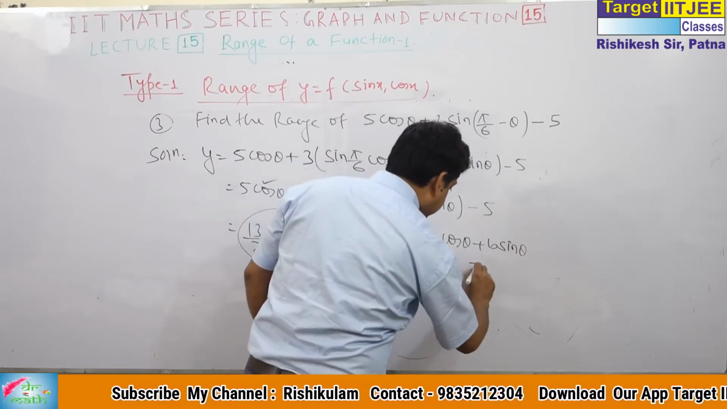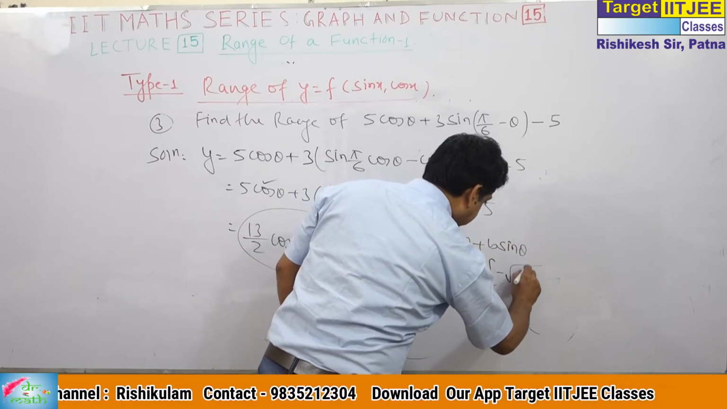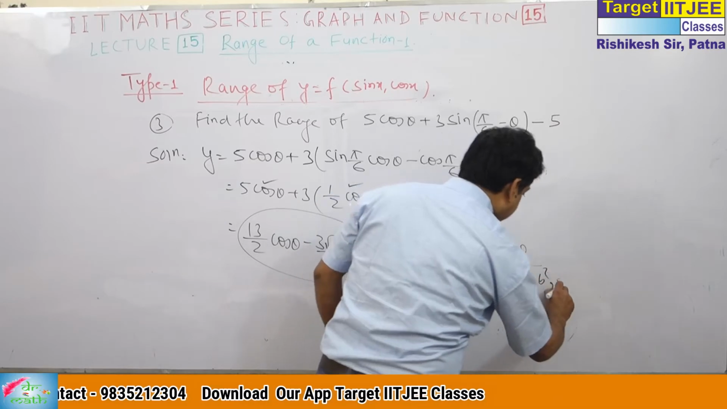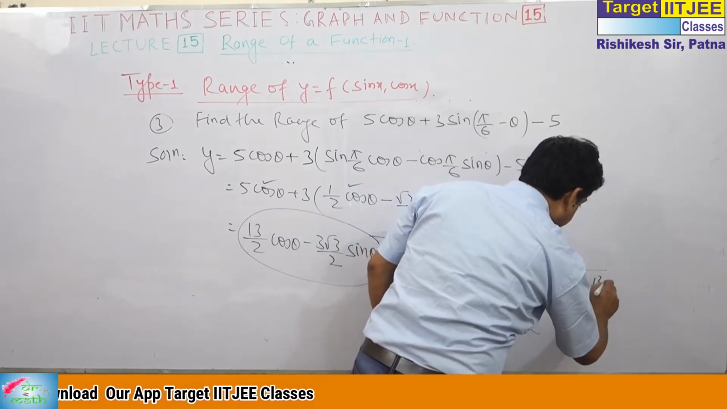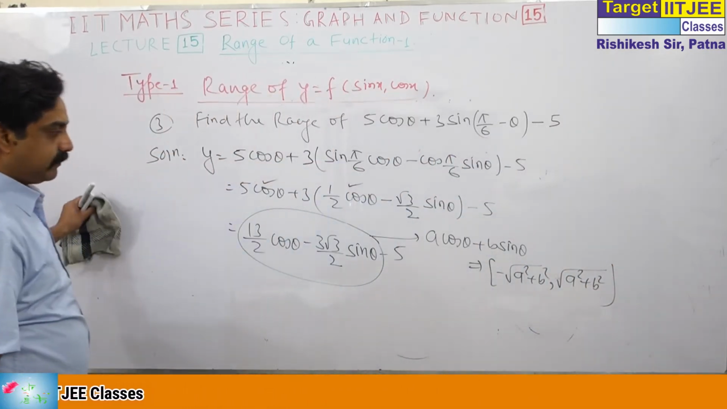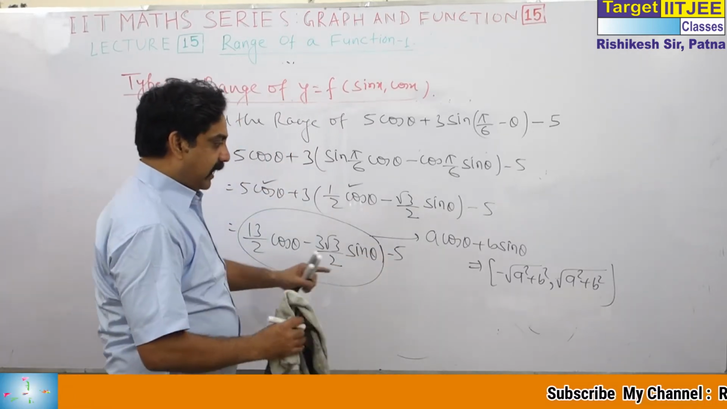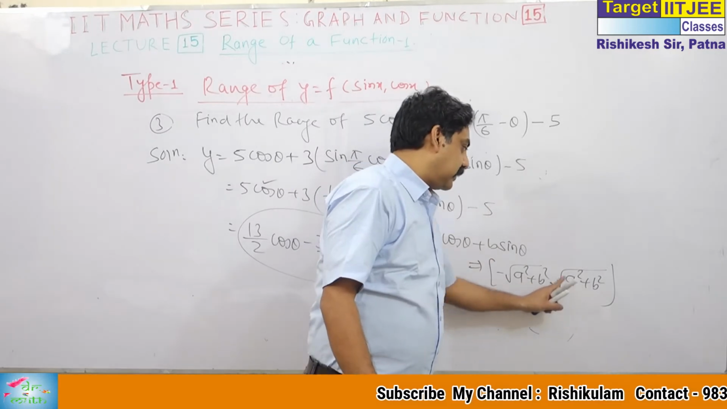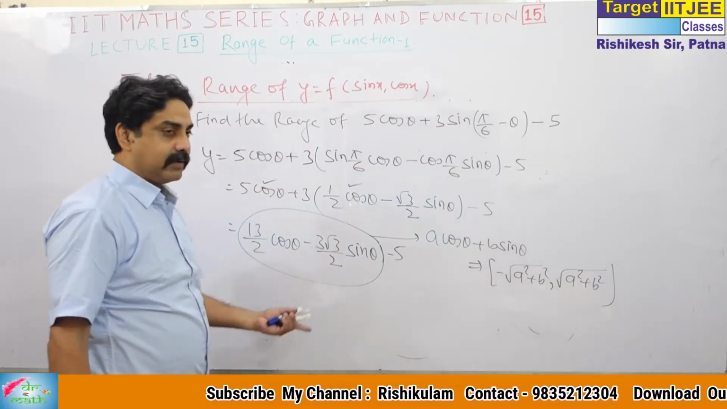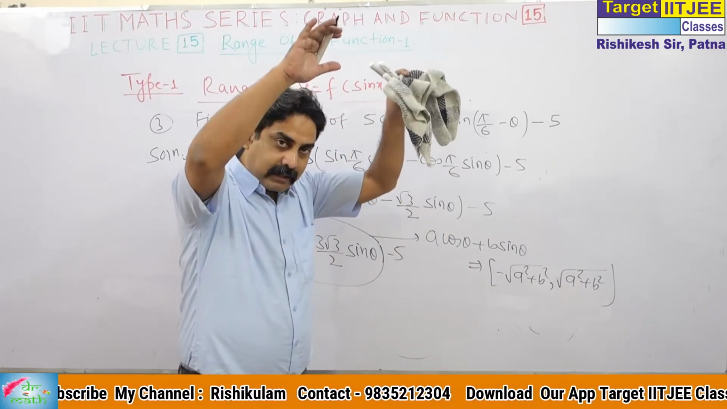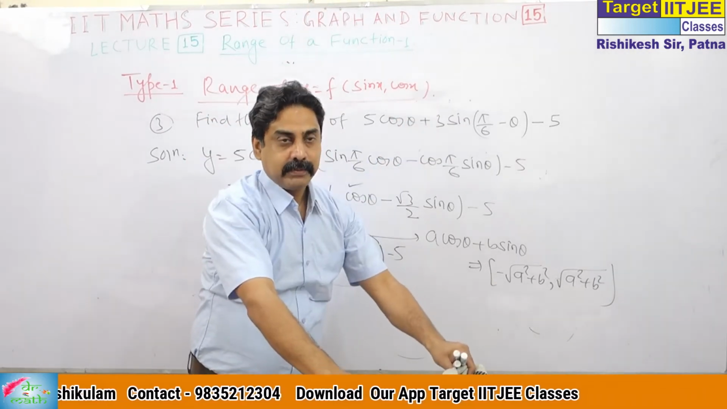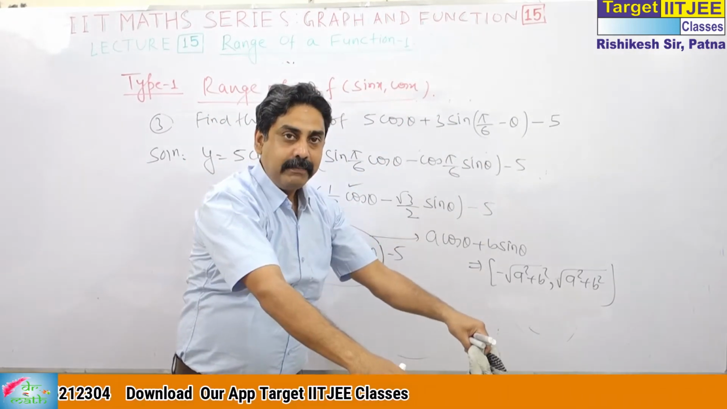And its values lie in what? Its values lie between minus root over A square plus B square to root over A square plus B square. From this, we have to subtract 5 from this and 5 from this. Constant term will make what? Constant term just makes the whole curve go down by 5 units.